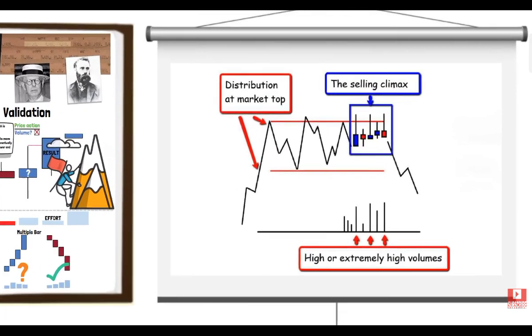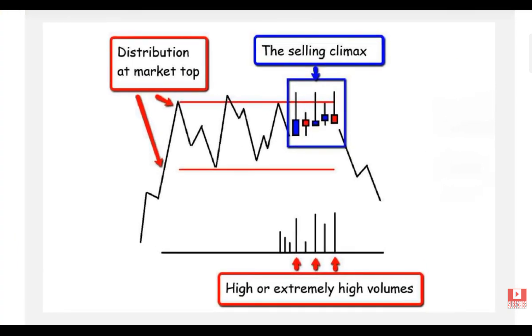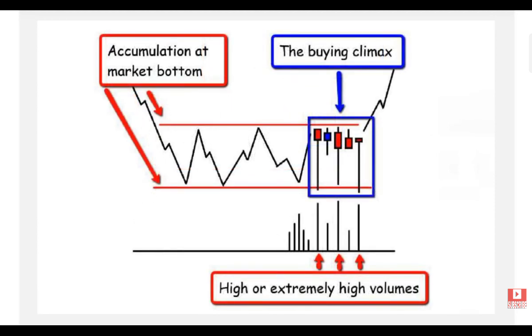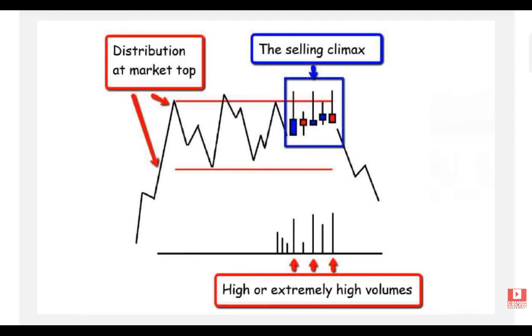Using a schematic from the book, we can use price action and the validation of volume to look for market tops, or equally market bottoms if we were to invert this example. This market top example is described as a distribution phase, and here we have signs of a selling climax prior to a decline.